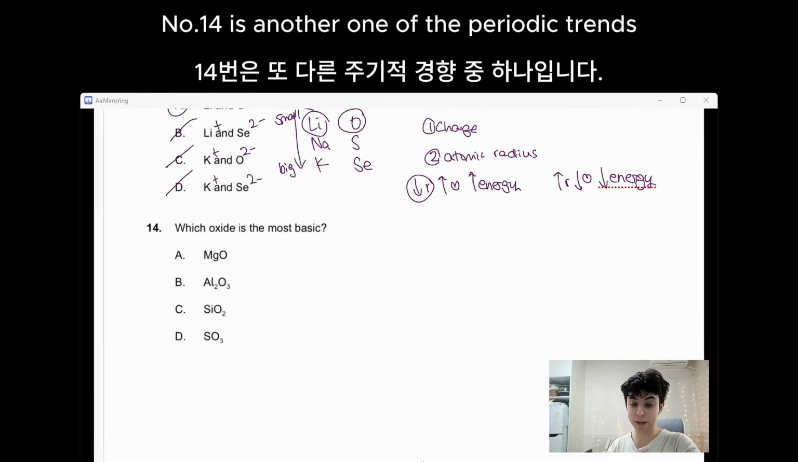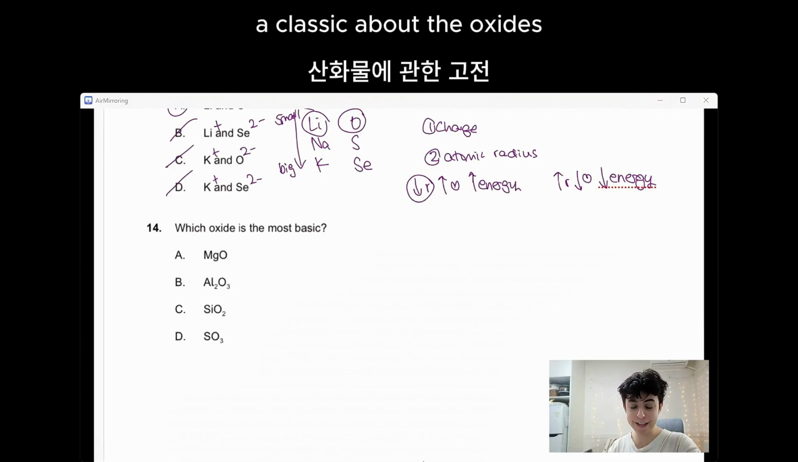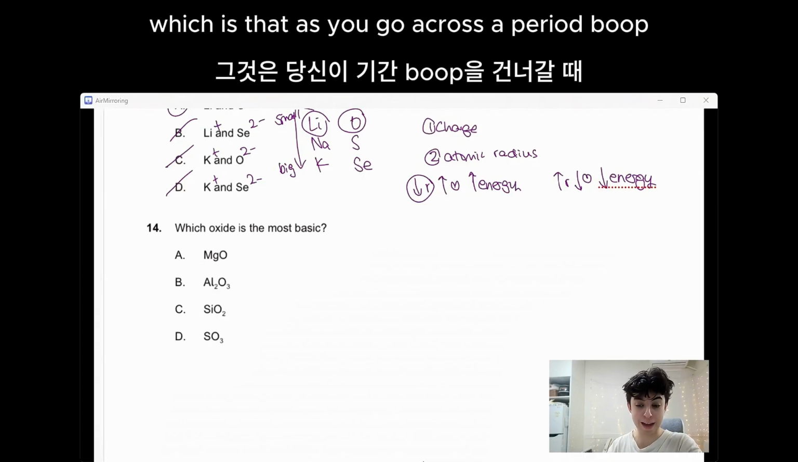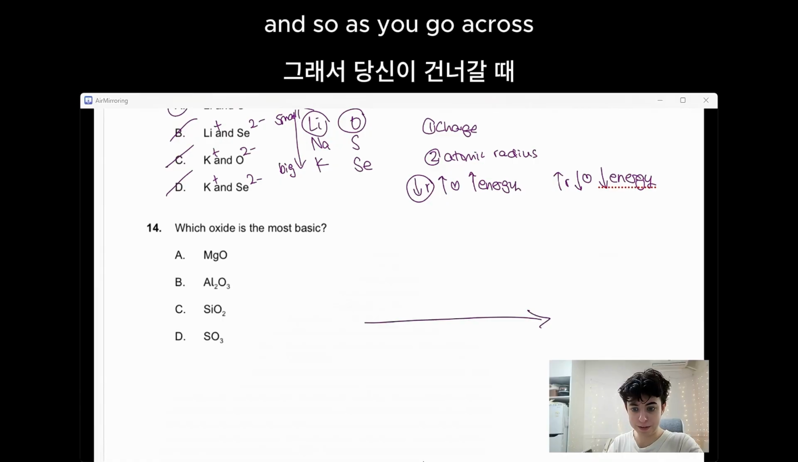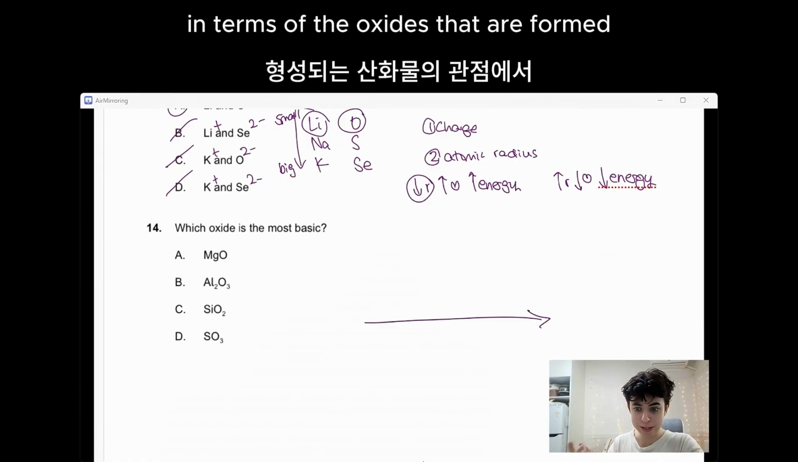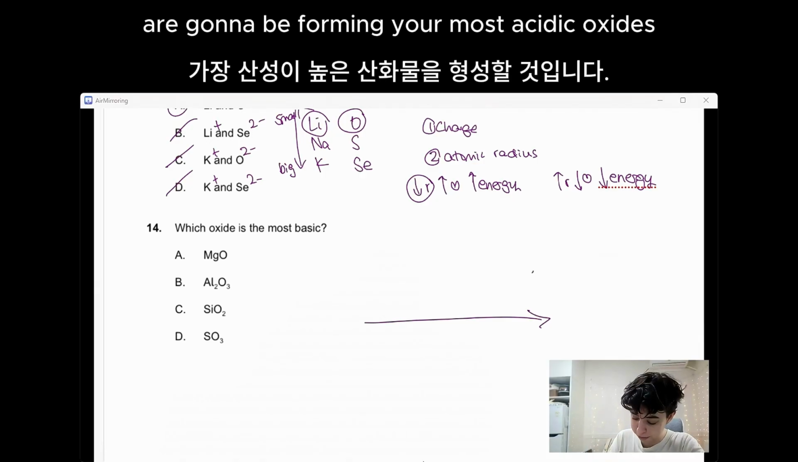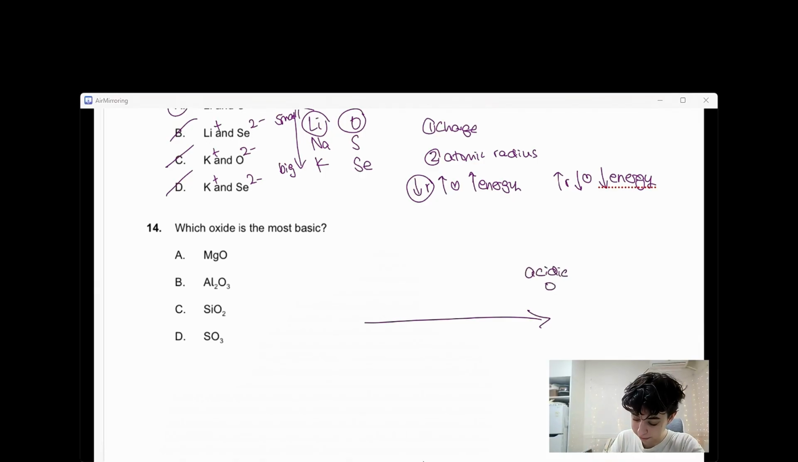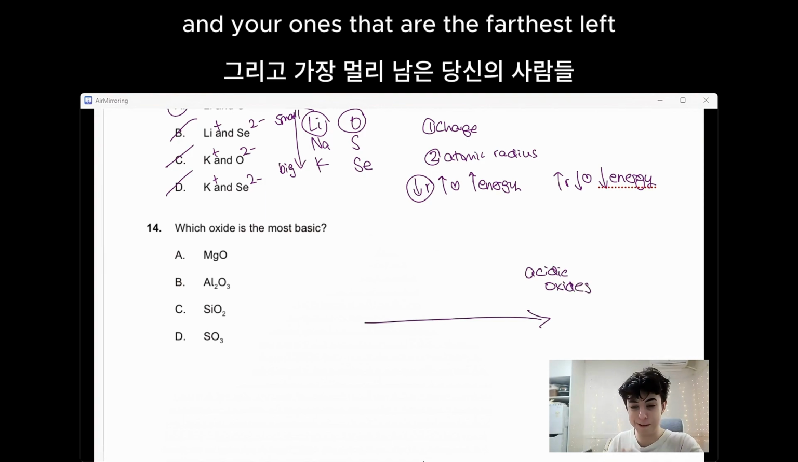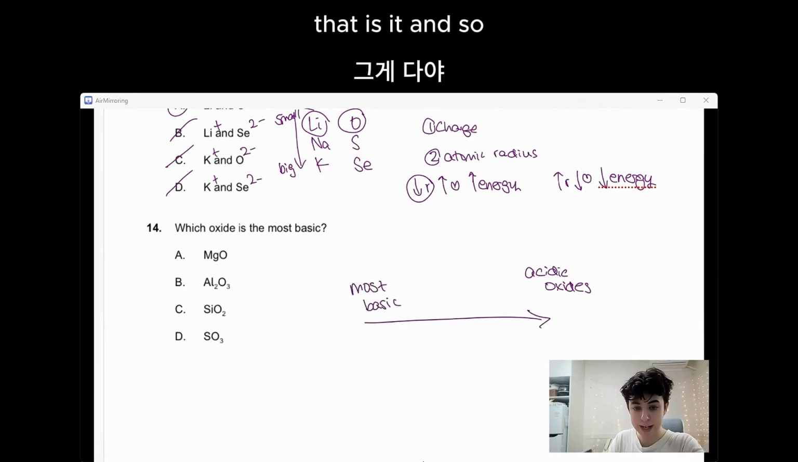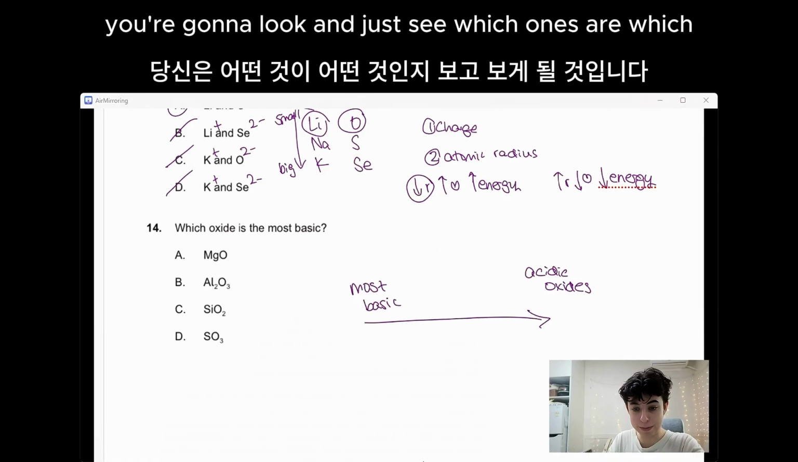Number 14 is another one of the periodic trends, a classic about the oxides. And so you literally just need to know this: as you go across a period, in terms of the oxides that are formed, your non-metal oxides, the ones that are furthest on the right, are going to be forming your most acidic oxides. And your ones that are the farthest left, your metal oxides, are going to be forming your most basic oxides. That is it. And so you're going to look and just see which ones are which.